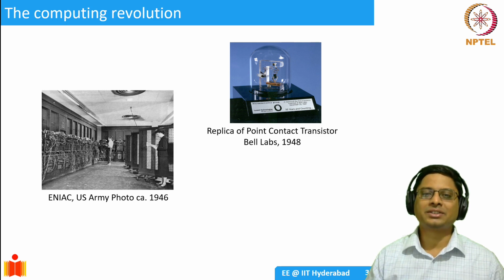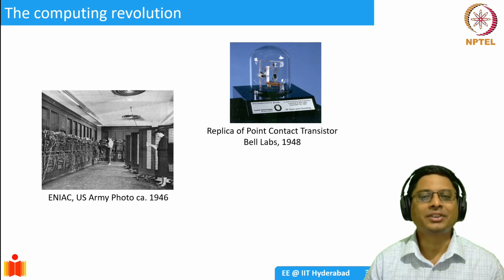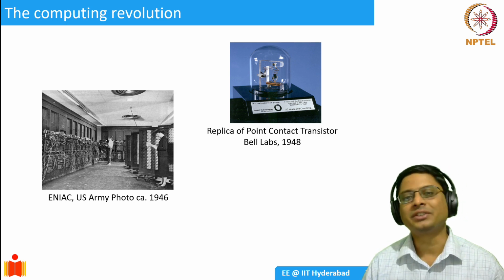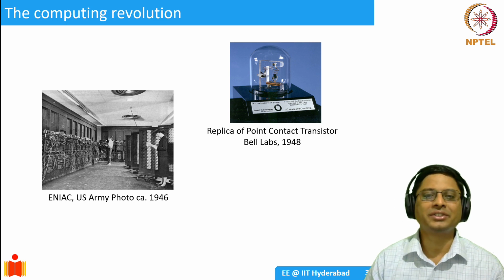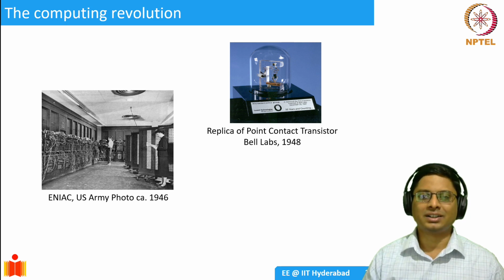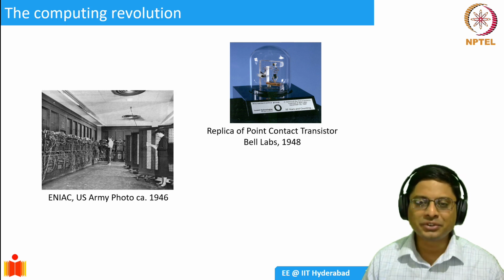So this was the first device to show transistor-like action, and Shockley, Bardeen, and Brattain got a Nobel Prize in 1956 for this invention. So this is a replica of a point contact transistor. You can see it is a relatively large device, which is now in a museum.